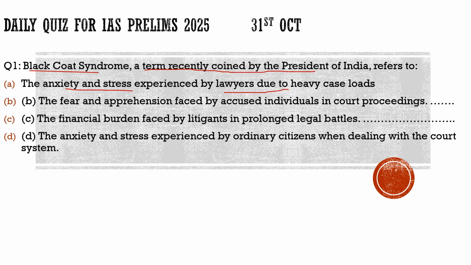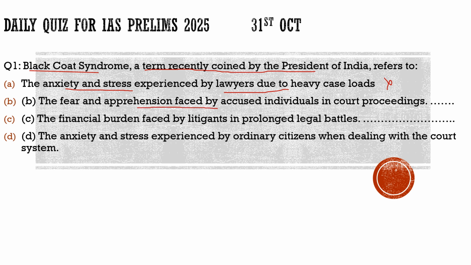In the UPSC exam or in other civil service exams, the options will be very close, and you may get confused. That is the reason we practice these questions here, so that it helps you eliminate the wrong answers and reach the best answer possible. The second option says the fear and apprehension faced by accused individuals in court proceedings. It may also seem correct. The fear and apprehension faced by the accused.